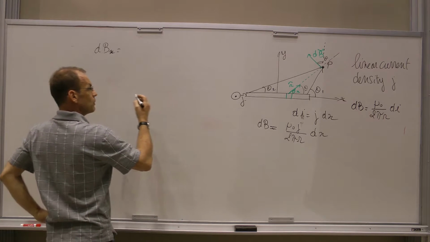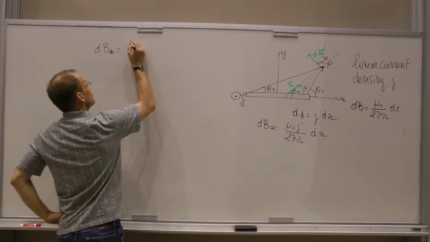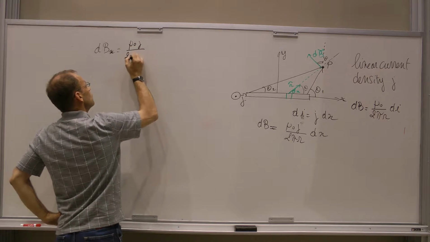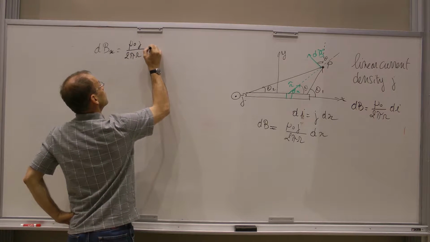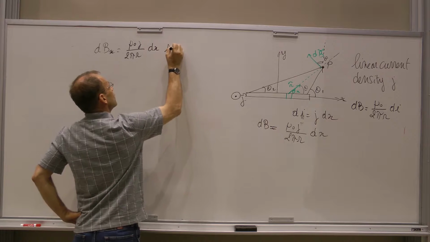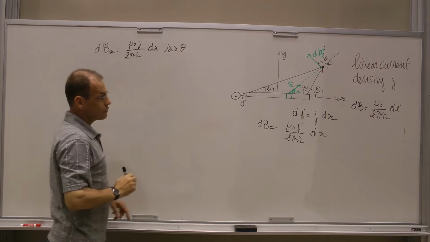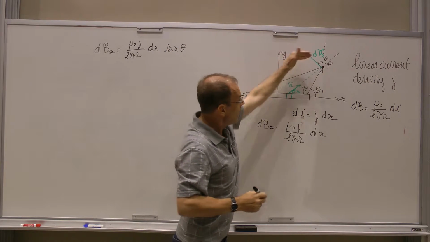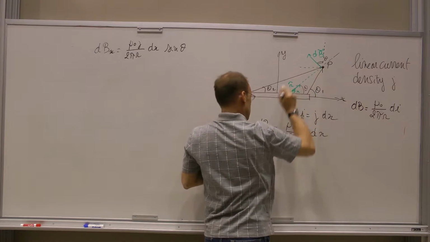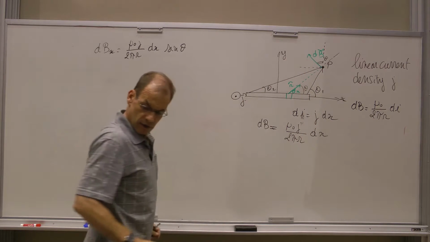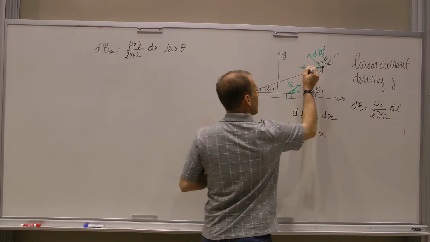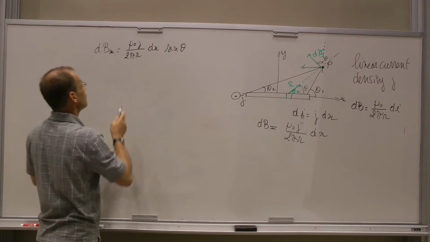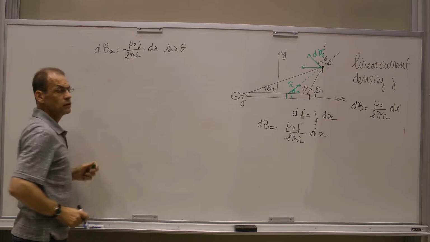So we're dealing now with a sine. It's going to be mu 0 j over 2 pi r dx sine theta. And then I have to take into consideration the fact that dBx, which is going to be this component, is oriented horizontally in the negative direction of my x-axis. So I have to introduce a negative sign to be consistent.